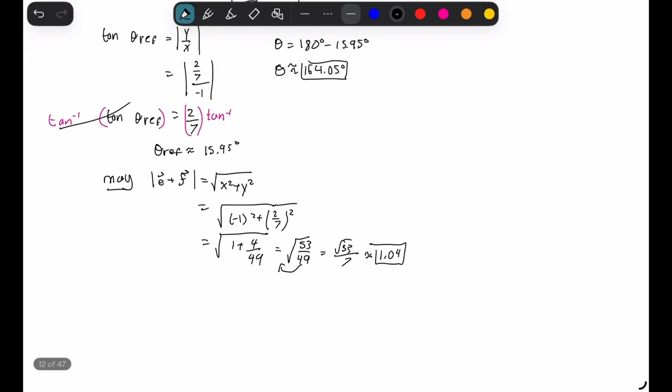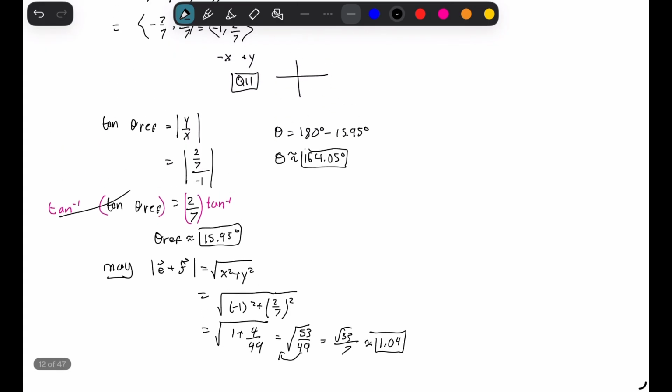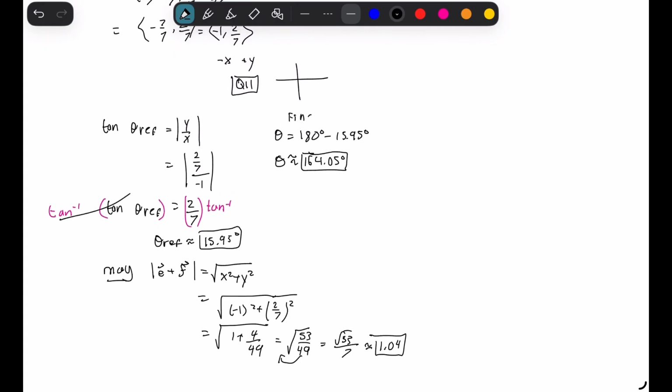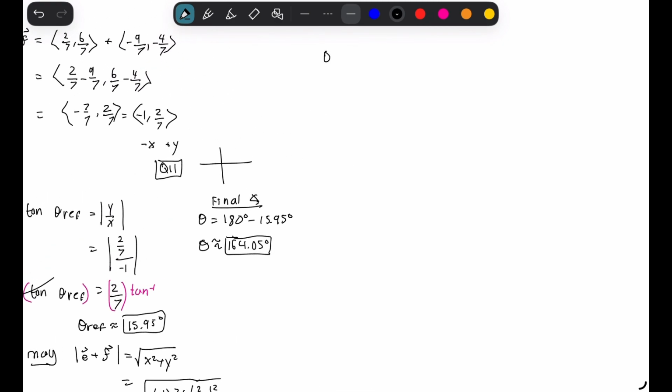And then we have our reference angle, which was this. So we found our different values. Your final angle is going to be different because it was in Q2. So when you are in Q2 or Q3, your theta reference is not equal to your theta final, and you must adjust.